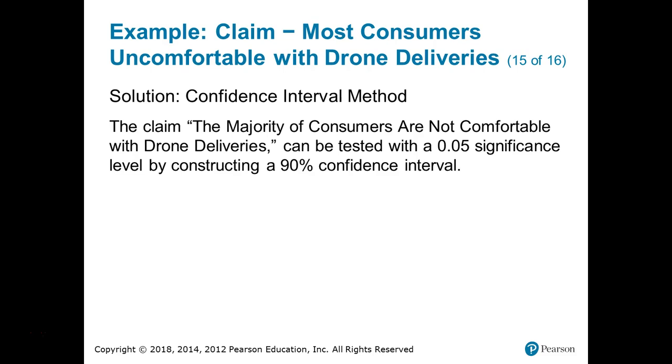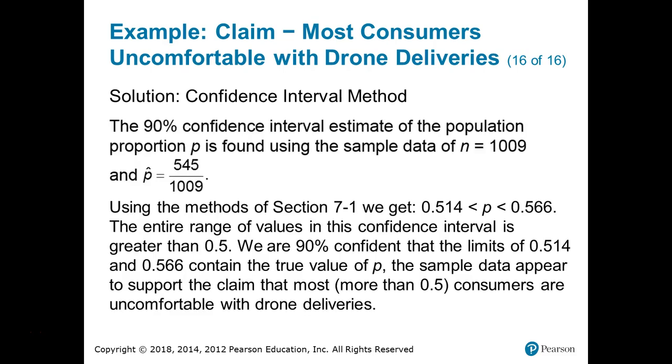So finally, the confidence interval method. The claim that the majority of consumers are not comfortable with drone deliveries can be tested with a 0.05 significance level by constructing a 90% confidence interval. The 90% confidence interval estimate of the population proportion is found from the sample data of n equals 1009 and x equals 545. Using the methods of section 7.1, we get that the population proportion will fall between 0.514 and 0.566, and the entire range of values in this confidence interval is greater than 0.5.